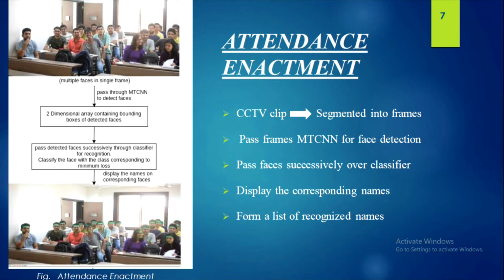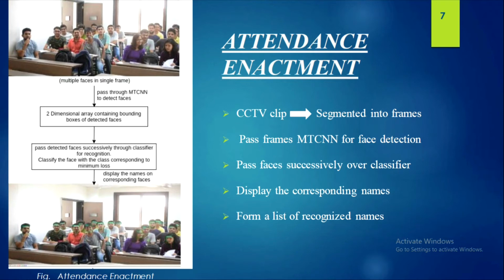Now what this MTCNN module will do is it detects all the faces. All the detected faces will be extracted from the frame, resized to 160 by 160, and passed over the pre-trained classifier for classification. What this classifier does is it classifies each image to its corresponding class based on the maximum score value. As soon as this classification is done, we display the output along with the student IDs or the student names.